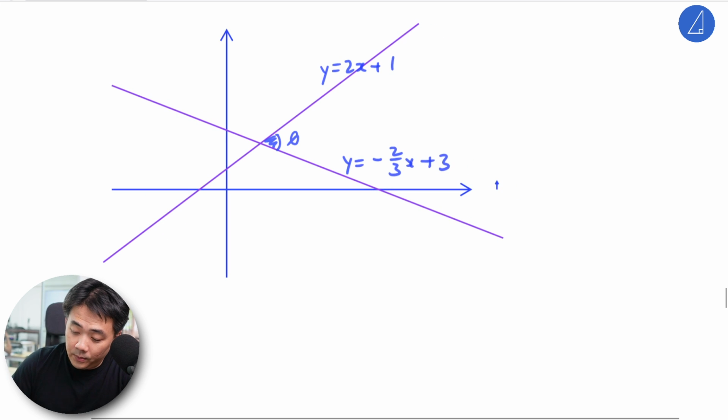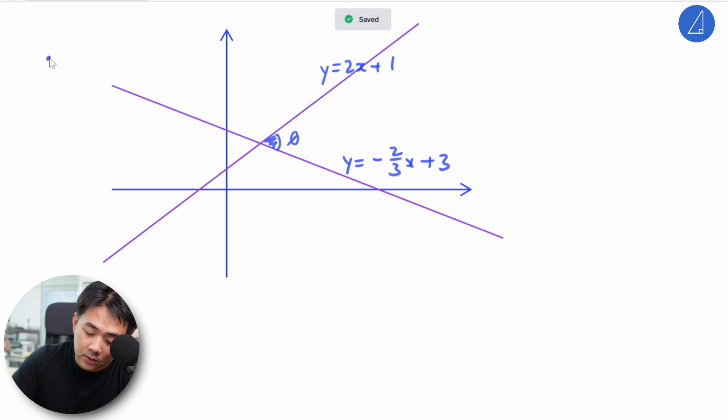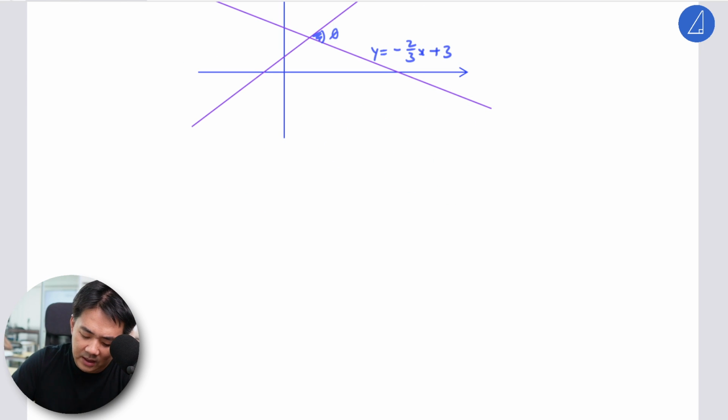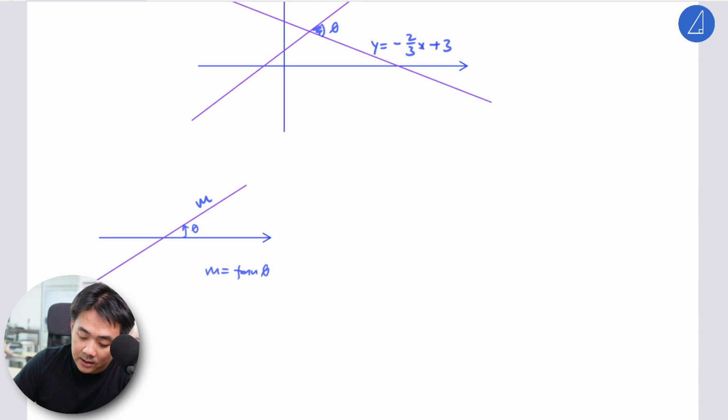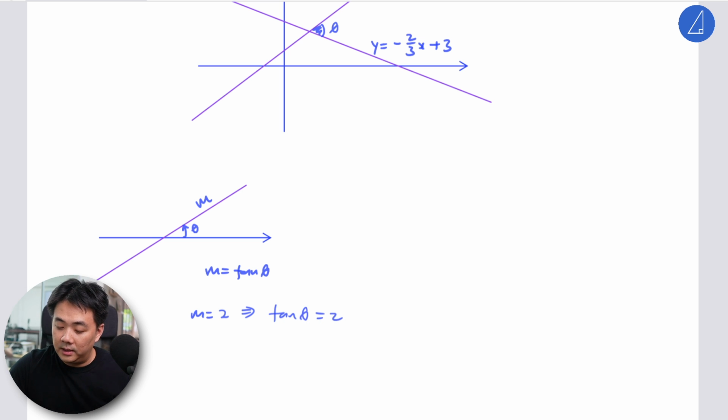Now remember this, you have to remember this. This one is important. In secondary school, I'm not sure if it is emphasized well enough, but whenever you have an angle like that, m equals a value. Okay, m is equal to tangent theta. This is important. m is equal to tangent theta. So what you need to understand is, if say m equals 2, then the angle between them, tangent theta, equals 2.